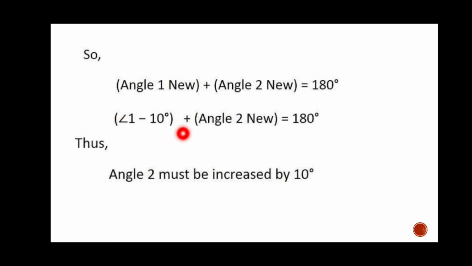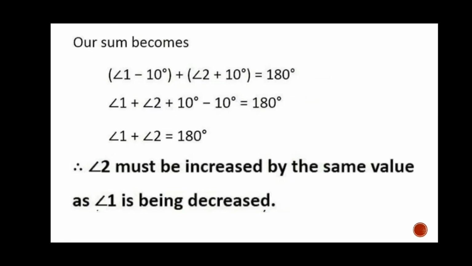If we decrease angle 1 by 10, we have seen in the picture angle 2 must be increased by 10 degree. So our sum will become angle 1 minus 10 degree plus angle 2 plus 10 degree equals 180 degree. We will open the brackets: angle 1 plus angle 2 plus 10 degree minus 10 degree equals 180 degree. Now plus 10 and minus 10 will become 0, so it remains only angle 1 plus angle 2 equals 180 degrees.